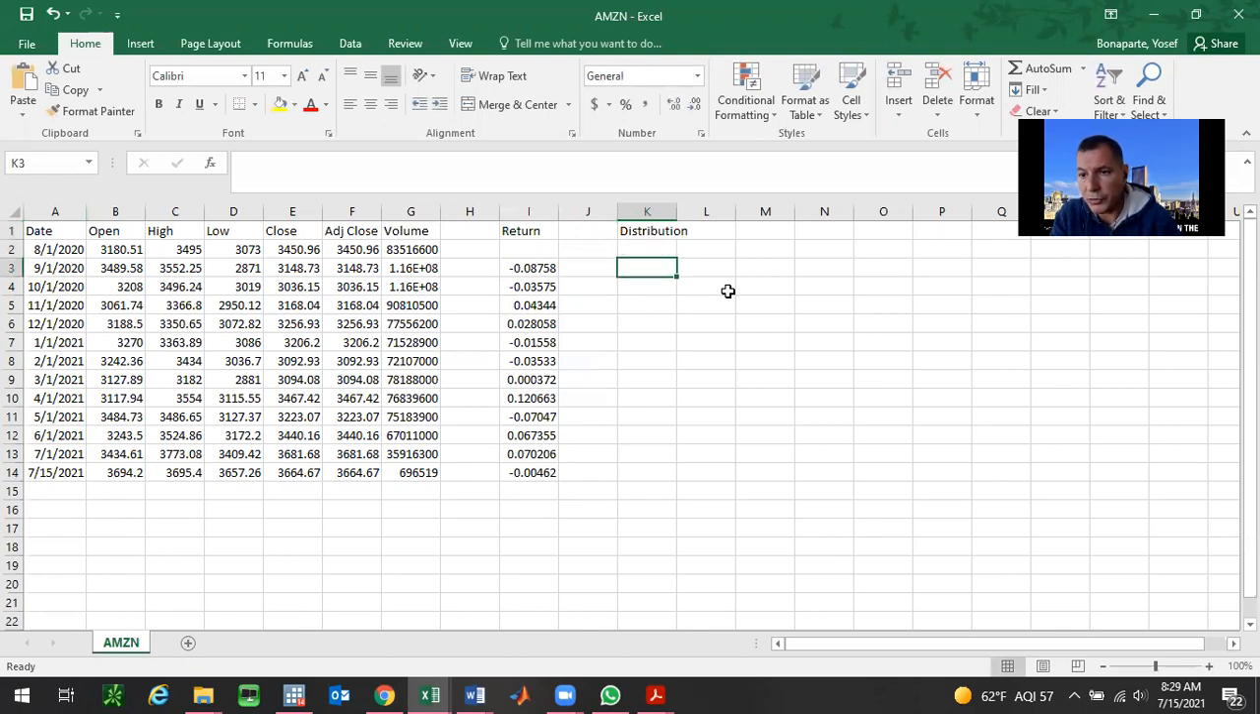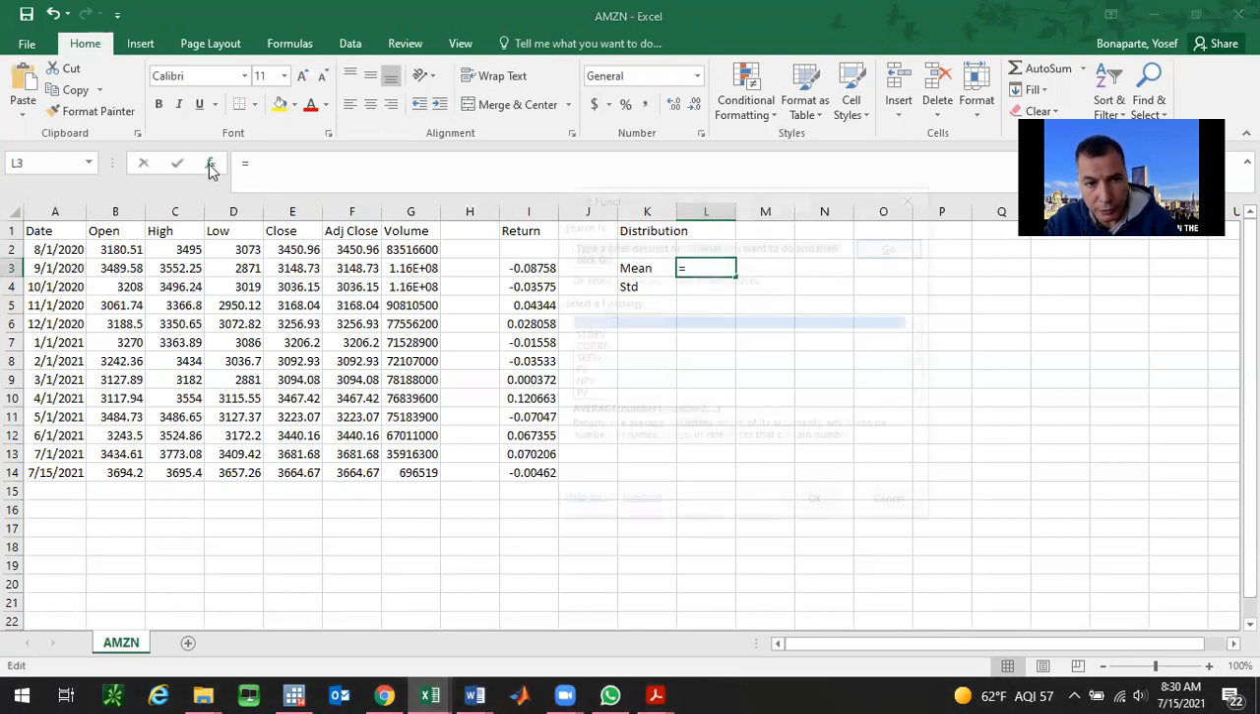I need 2 moments of the distribution. There are many moments for any distribution. All of these numbers, the history of return for Amazon, month by month, is a distribution. This is one observation, that's the second observation. We have probably 12. So you need to calculate the mean and the standard deviation. The first moment is the mean. The second moment is the standard deviation.